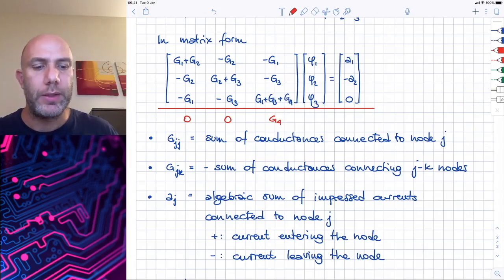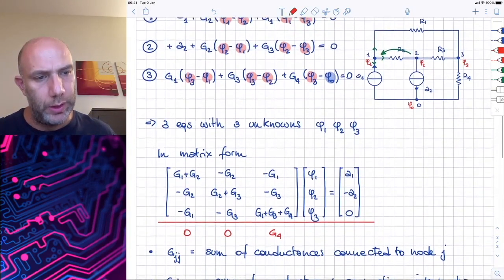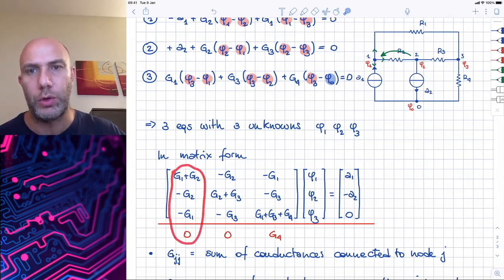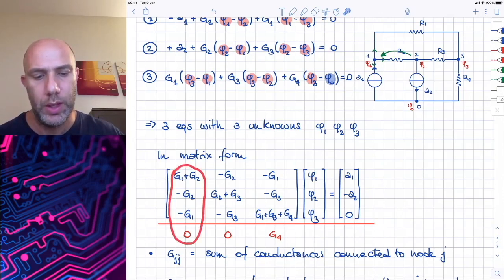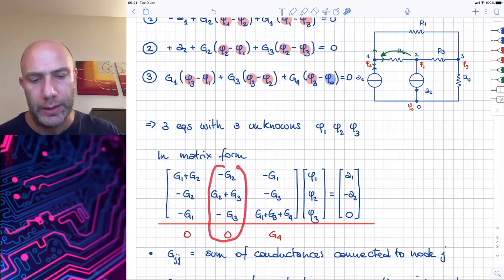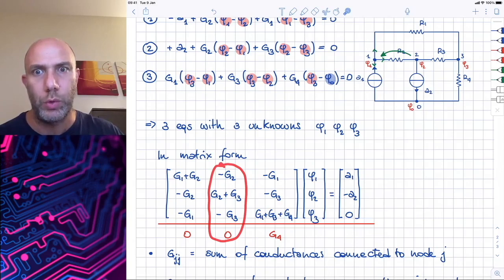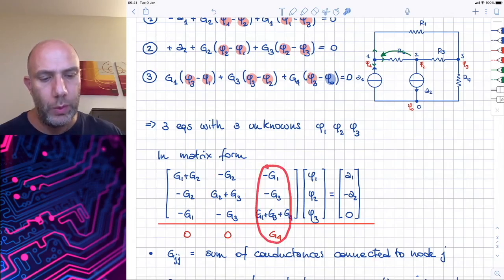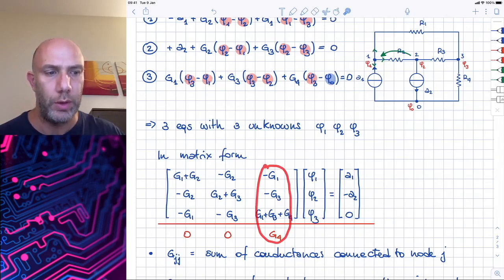And if we compare this result to the circuit, we can check that we don't have any conductance that connects node 1 with the reference node, we don't have any conductance that is directly connected between node 2 and node 0. And finally, we have a single conductance G4 that connects node 3 with node 0. And in the circuit we have this conductance here.